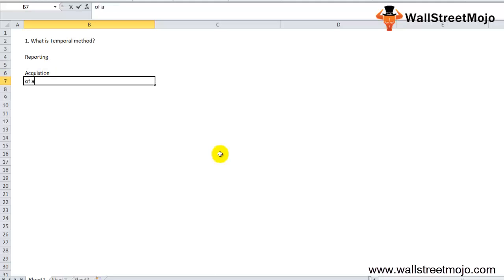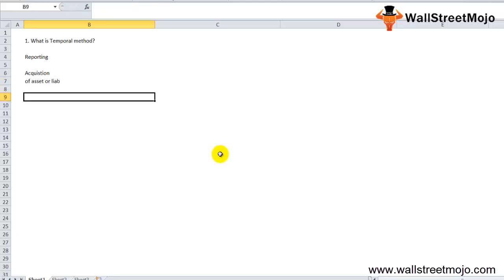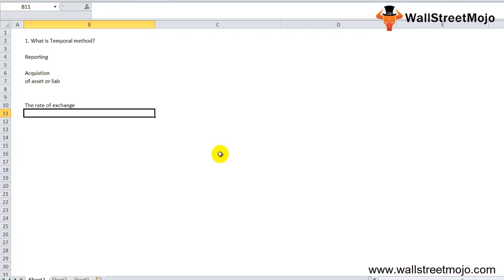So the temporal method entails a majority of the assets and liabilities being evaluated through the rate of exchange in effect at the time of creation of a particular asset or liability. Only those liabilities that include a fixed foreign currency value are translated at the prevailing current rate of exchange. Now, the rate of exchange that is used is dependent upon the valuation technique being employed.